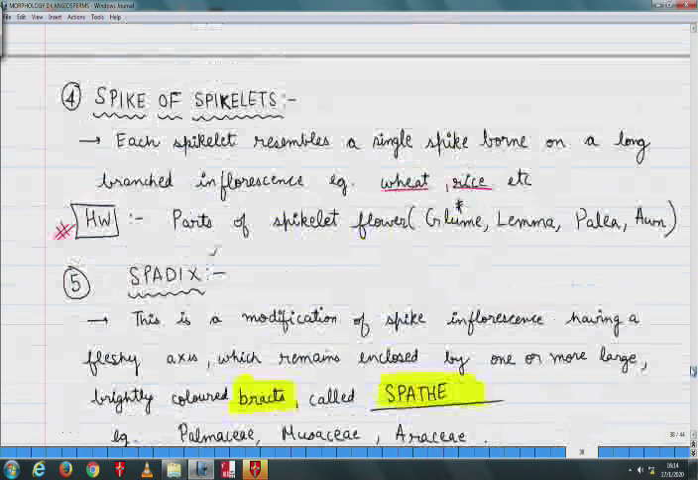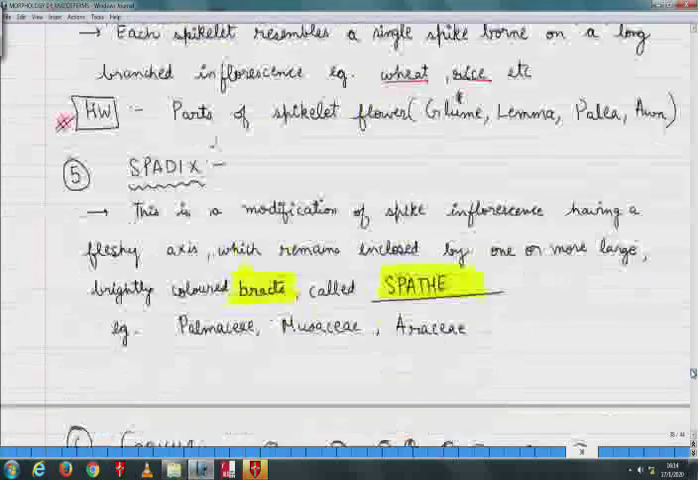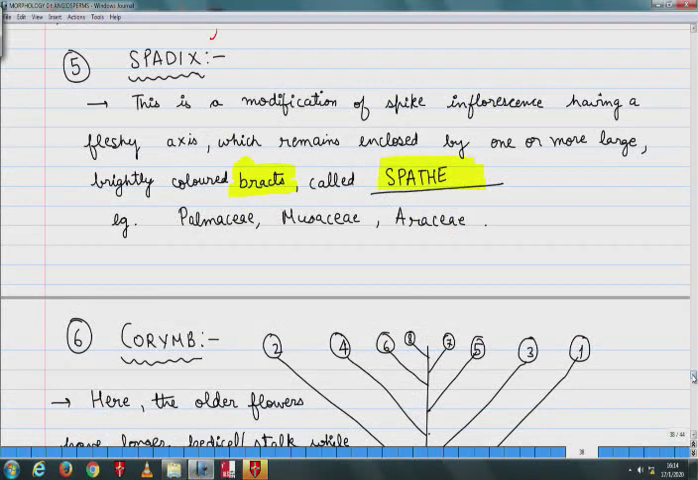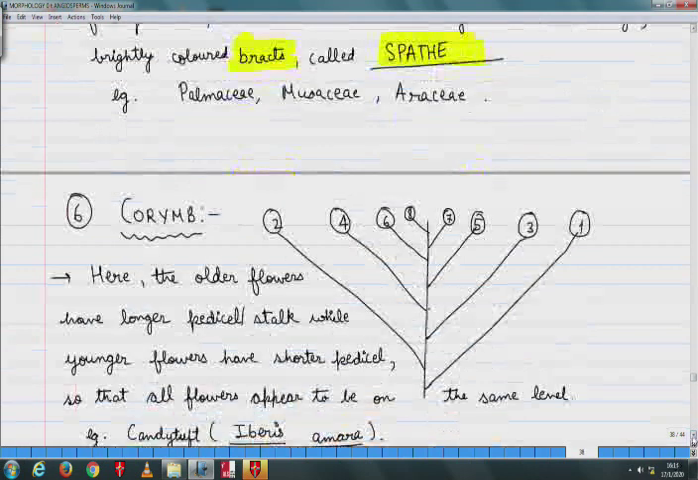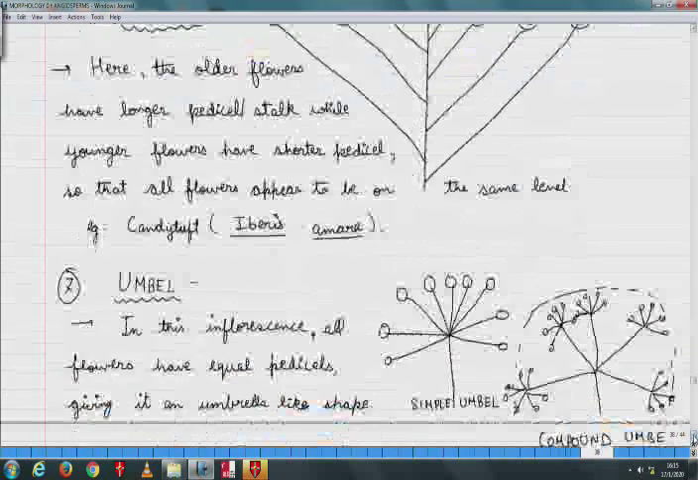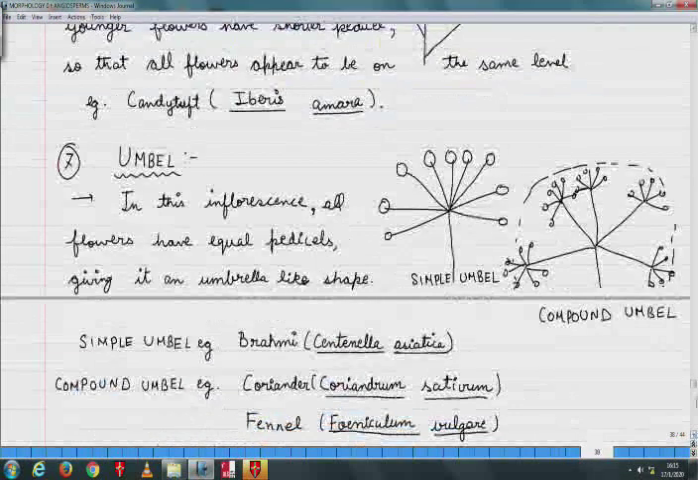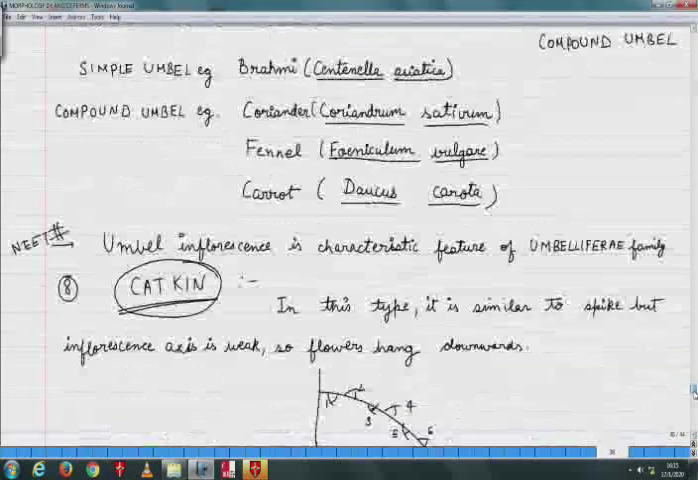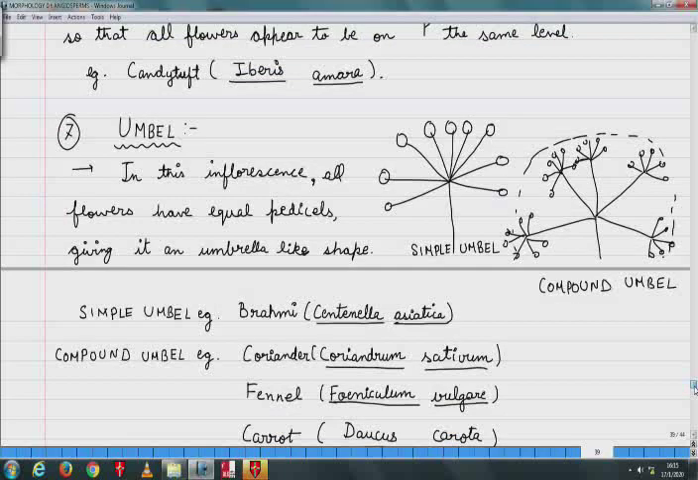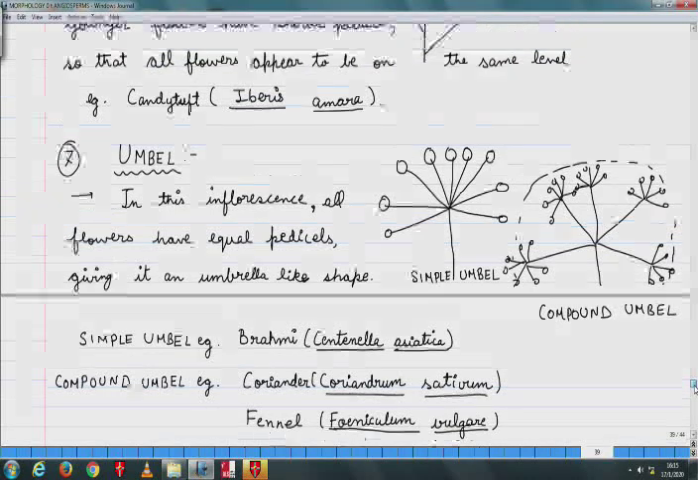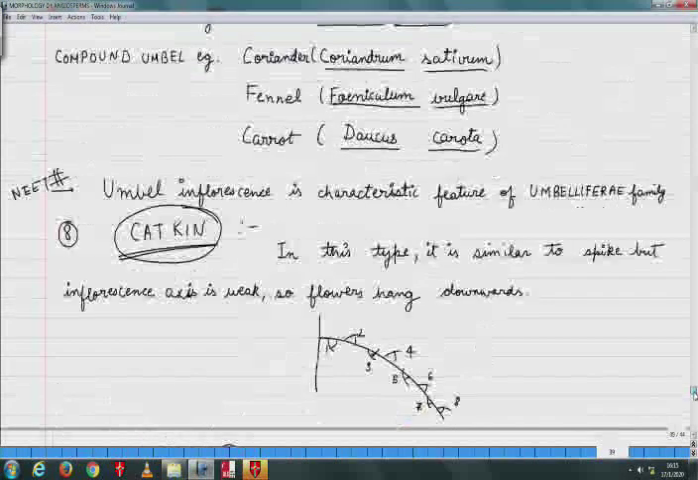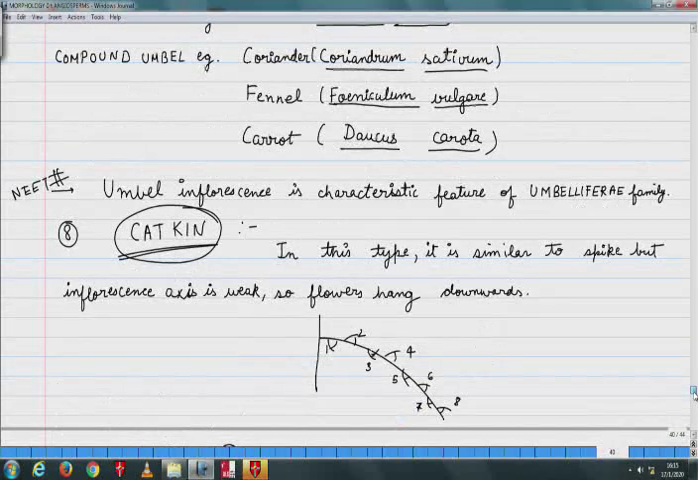What is glume, lemma, palea? Okay. Then there is spadix inflorescence. Spadix is a modification of spike. And there is something called spathe there. Then there is corymb inflorescence. Then there is umbel inflorescence. So corymb is flowers on the same level. Umbel is flowers on different levels, in an umbrella shaped pattern. Simple or compound umbel can be present, and umbel is a characteristic feature of the Umbelliferae family.